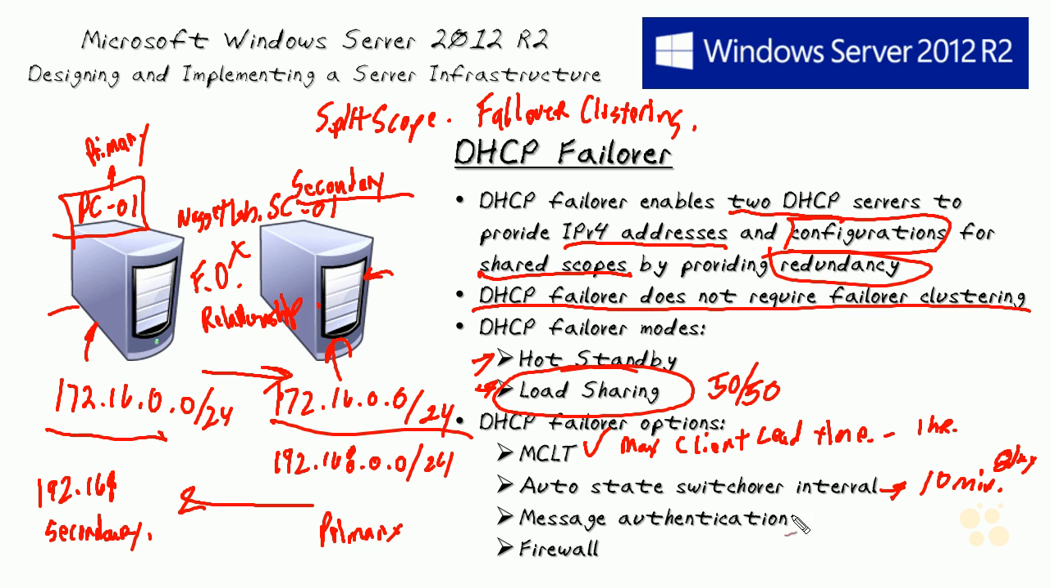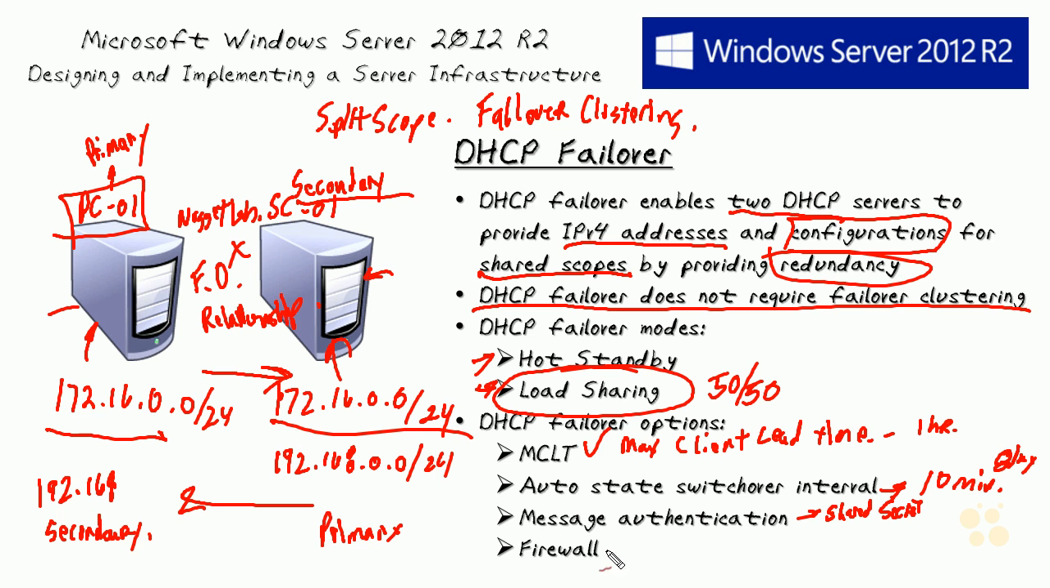Now there is, of course, message authentication, because Windows Server 2012 enables you to authenticate failover message traffic between the replication partners, and what that means is that you are going to use a shared secret. That shared secret is kind of like a password, okay? And that validates that the failover message actually came from the failover partner. It's not somebody trying to sneak in there. Now, of course, that's one way of securely doing it.